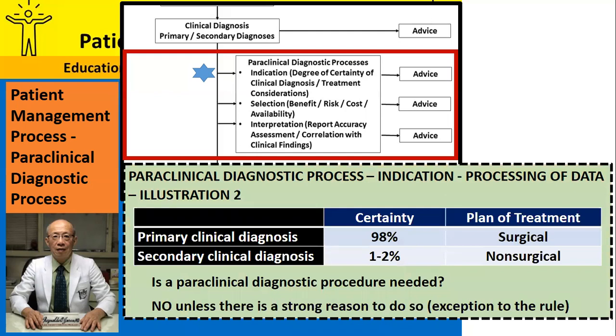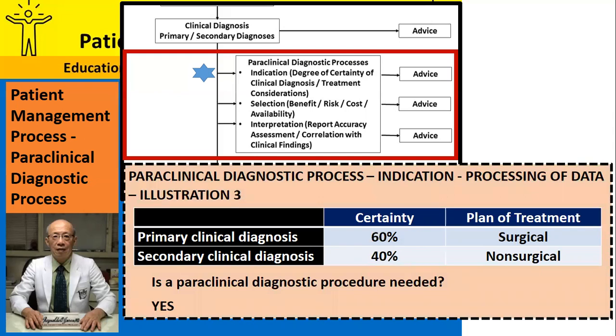Another illustration, 98% degree of certainty for the primary, 1 to 2% for the secondary, treatment plan surgical for the primary, and then non-surgical for the secondary. Is a paraclinical diagnostic procedure needed? No, because of the high degree of certainty for the primary, even though the treatment plans for primary and secondary are different.